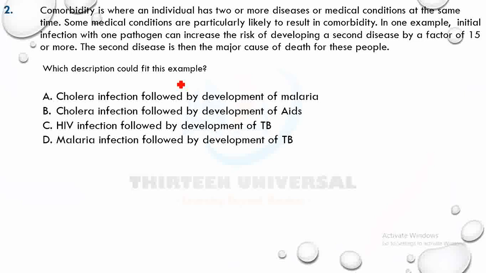Cholera infection followed by development of malaria? No, cholera has no link with malaria. Cholera infection followed by AIDS? No, they have no link. HIV infection followed by development of TB? Yes, TB is an opportunistic infection. HIV weakens the immune system. Opportunistic infections only occur when the immune system is impaired or weakened. So this makes sense. The answer is C.